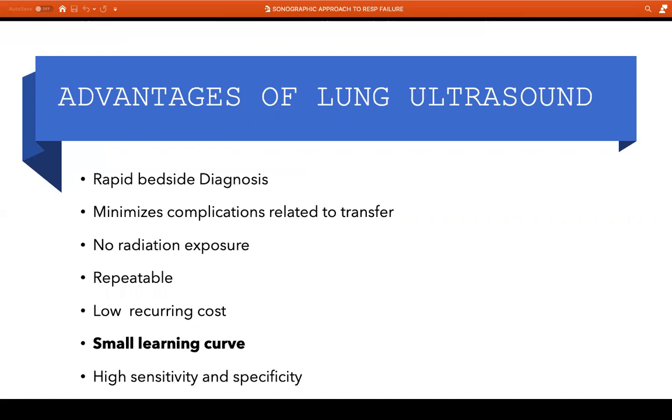Advantages of ultrasound, we all know, it's a bedside diagnostic tool and can be used for rapid assessment. It minimizes complications related to transfer of the patient. No radiation exposure. It can be used repetitively without any extra cost. The recurring cost is literally zero. You just have to procure the machine with the capital budget. Compared to conventional tools, it has a very small learning curve. It has very high sensitivity and specificity for diagnosing acute clinical conditions that lead to respiratory failure.